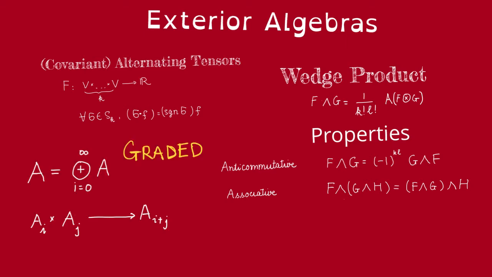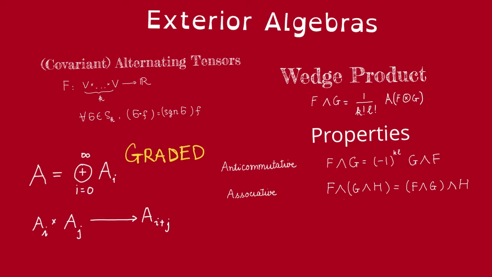Well, a graded algebra over some field K is an algebra that has a direct sum decomposition into components A_i such that the multiplication map satisfies the following: it should take an element in A_i and A_j into an element of A_{i+j}. Now, the space of alternating tensors is a graded algebra where the grading structure is given by these A_i, which are just the i covariant alternating tensors. And the multiplication is the wedge product, because if we wedge an i tensor with a j tensor, we get an (i+j) tensor.